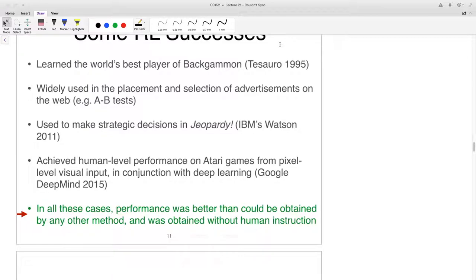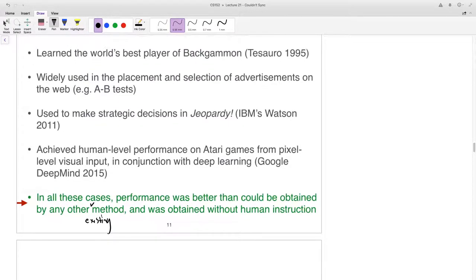In all these cases, performance was better than could be obtained by any other existing method. We're not trying to claim that this is better than all possible methods. And again, no human instruction.